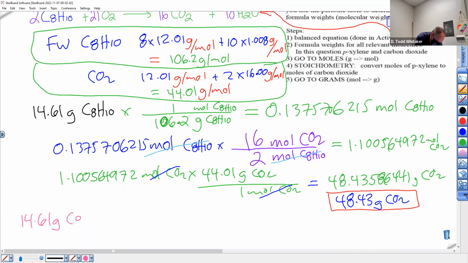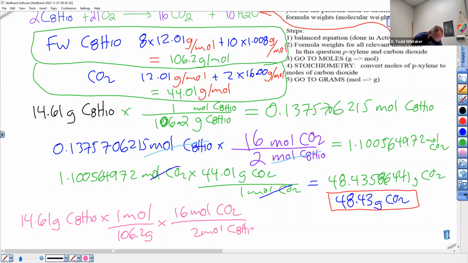61 grams C8H10 times 1 mole for 106.2 grams times 16 moles CO2, 2 moles C8H10. You're done with C8H10, aren't you? No longer talking about C8H10. Grams C8H10 is gone. Let's be more careful. The grams is gone. Now it's moles C8H10. See how I read that? When I'm done, moles of C8H10. I'm canceling moles of C8H10, moles of C8H10.